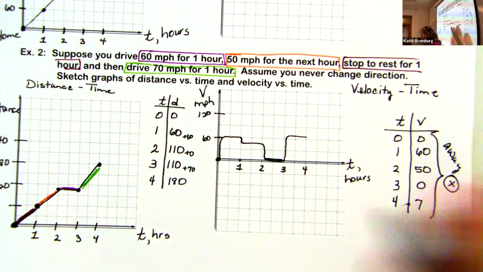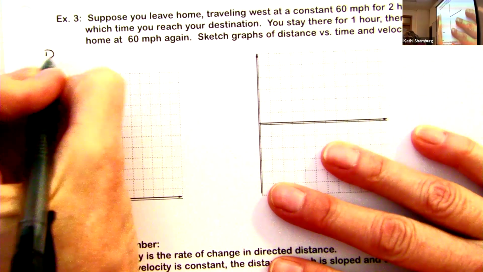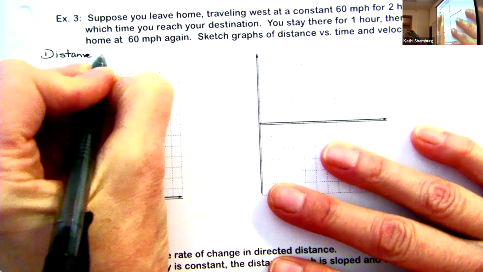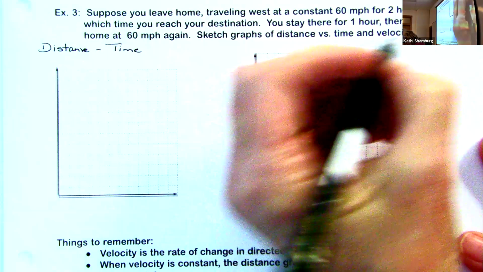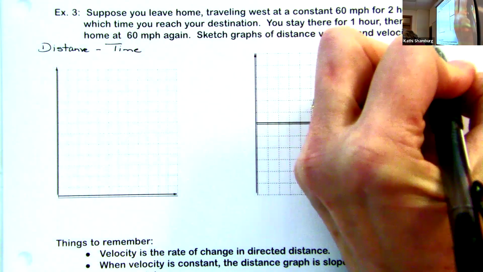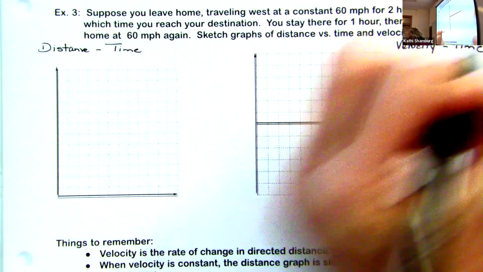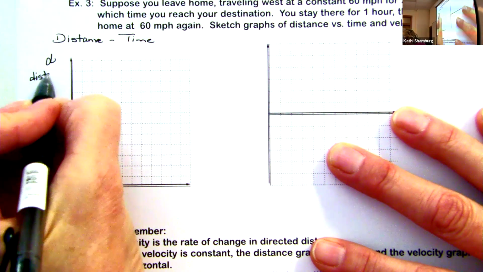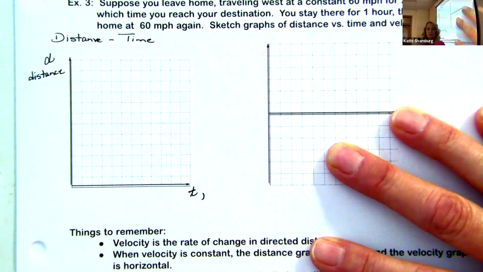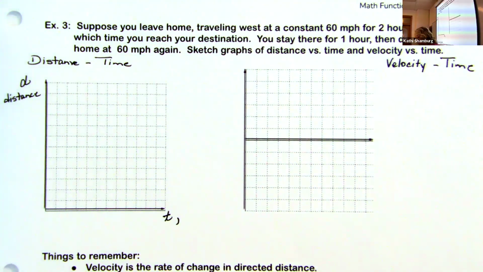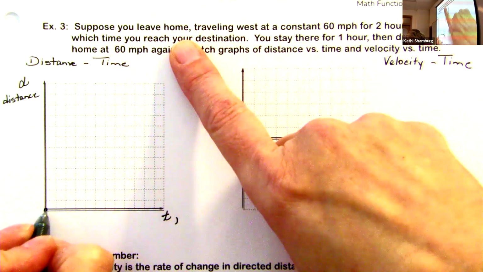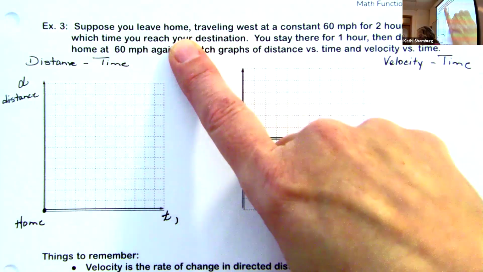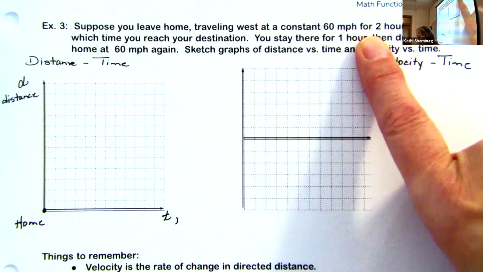We are getting ready to do another example, which is going to change things for us a little bit. All right. So again, this is going to be distance and time. And this one is going to be velocity versus time. So I know this is D, which is distance. And this is T, and I don't know yet if I'm talking hours, minutes, or whatnot, so I'm gonna read it now. Okay, suppose you leave home, so right here is home. Traveling west at a constant 60 miles an hour for 2 hours.